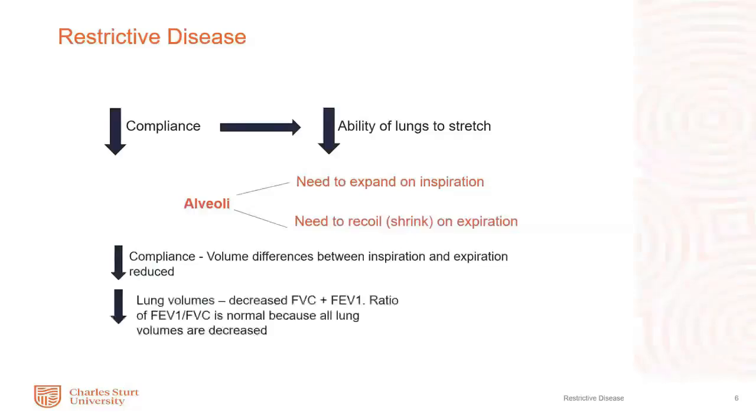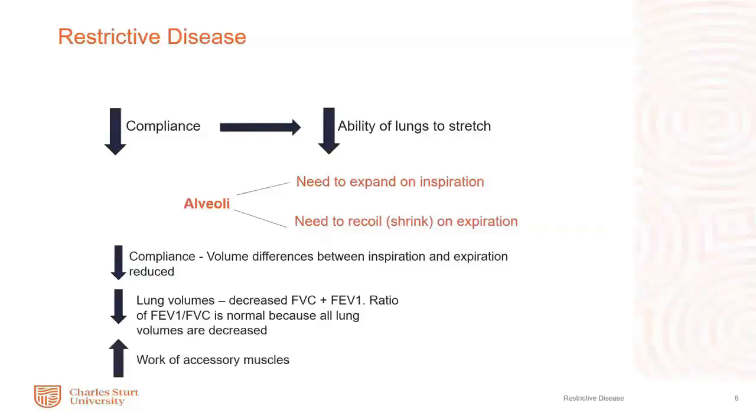There's a decrease in all lung volumes and therefore a decreased forced vital capacity and forced expiratory volume in 1 second, or FEV1. As a result of this, the ratio of FEV1 to FVC is normal, so it can look like 80% or higher. And this is because all lung volumes are decreased. Remember, with the obstructive, FEV1 to FVC is usually less than 80%, and that's because there's an obstruction in the airways. Here, it can look normal, and it can actually even be higher.